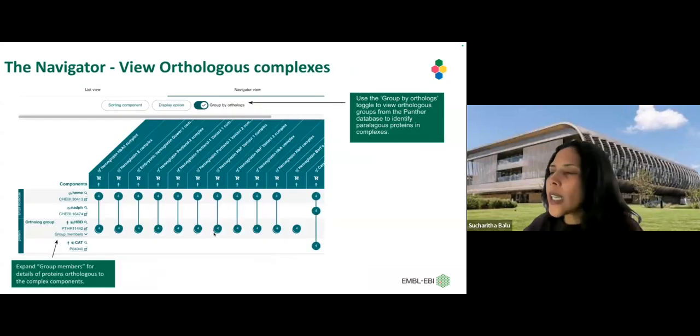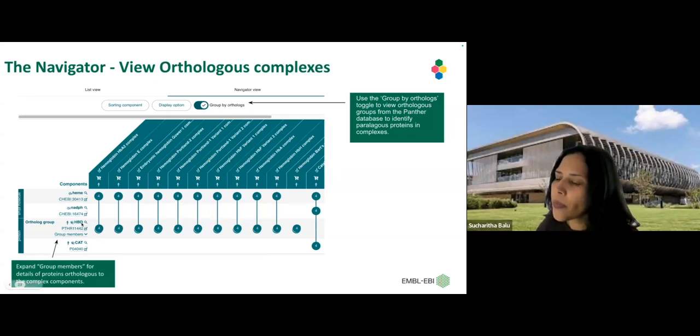So the other use case for the navigator is to help compare orthologous complexes. As I showed you before, we have manually curated complexes across 28 species, but we obviously don't have every single complex across the species. So in the Complex Navigator, we have this really nice little switch called Group by Orthologous. And here I've searched for human hemoglobin complexes.